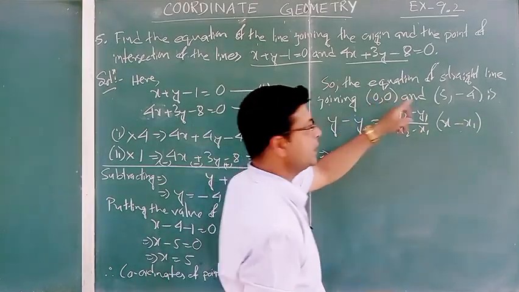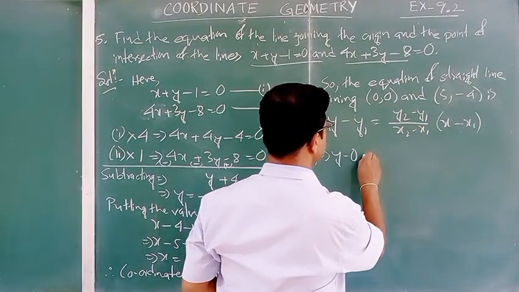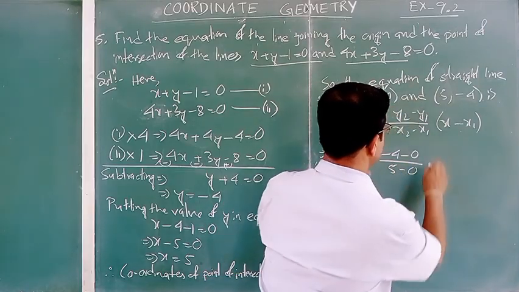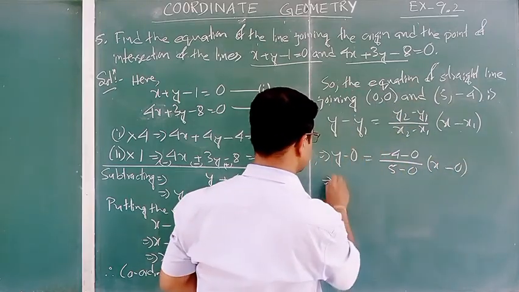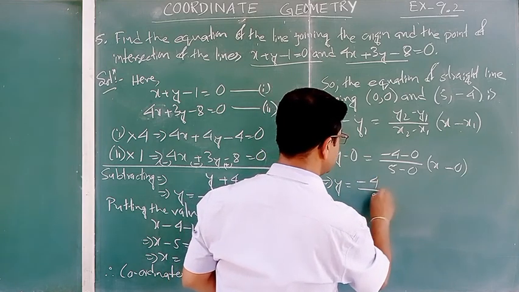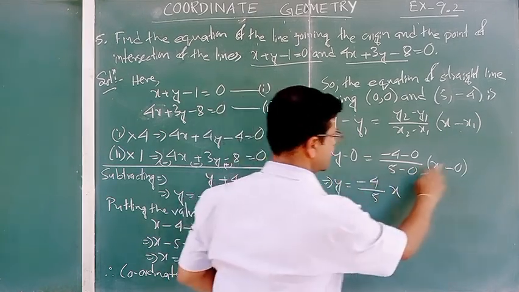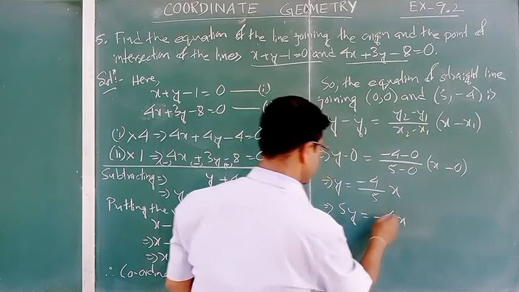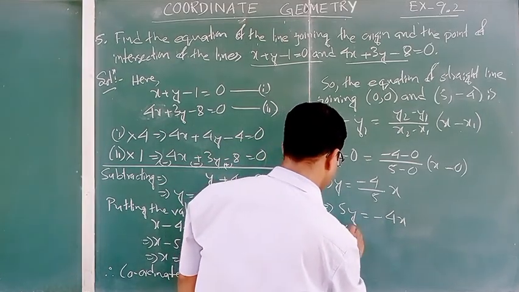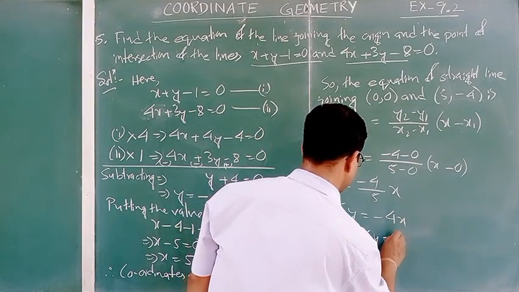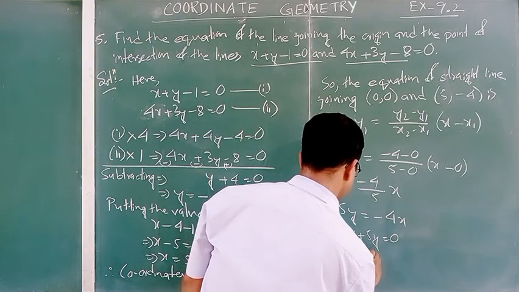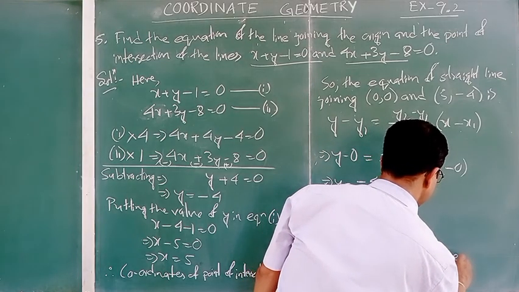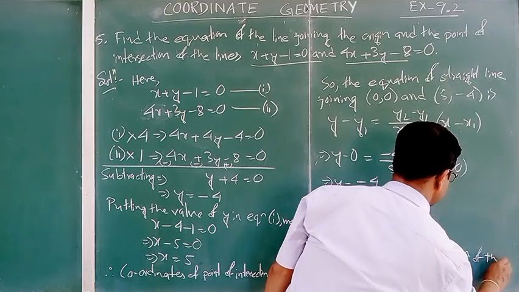This is x1, y1, x2, y2. So y minus 0 equals (minus 4 minus 0) by (5 minus 0) times (x minus 0). So y is equal to minus 4 by 5 times x. Let us do the cross multiplication: 5y equal to minus 4x. Taking minus 4x to this side it becomes plus: 4x plus 5y is equal to 0, which is the required equation of the straight line.